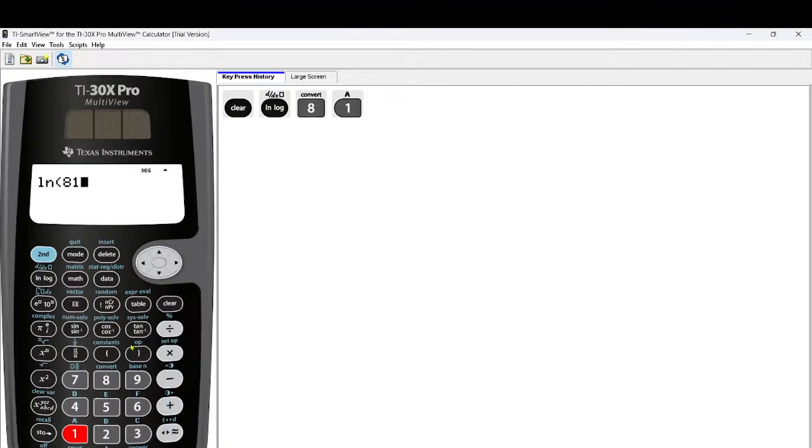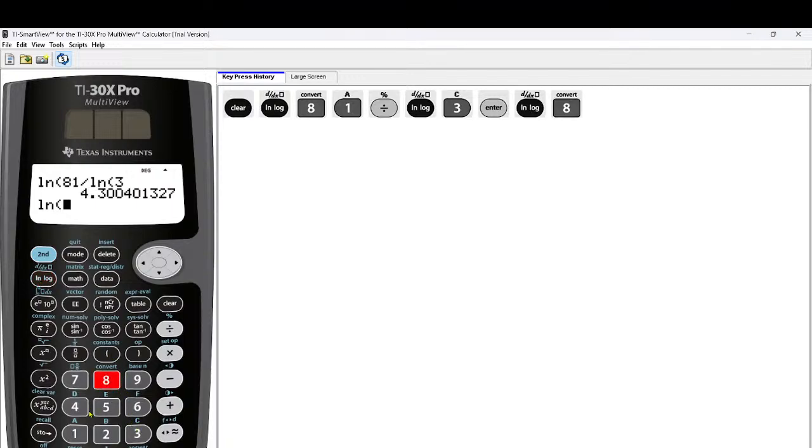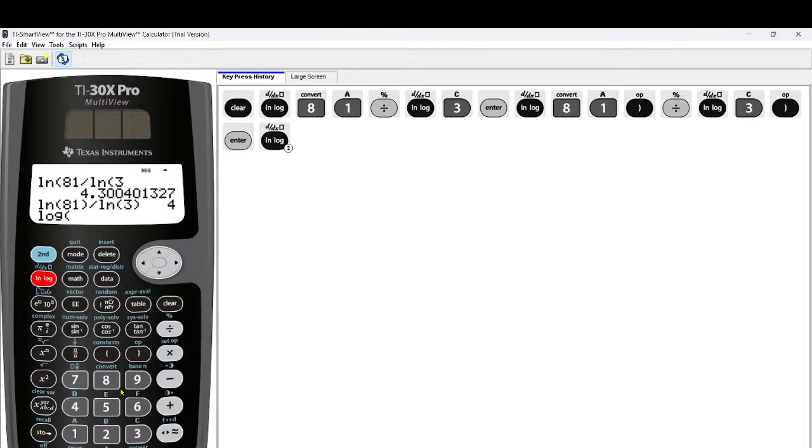I'm not going to close it, because I'm going to show you what happens if you don't. If you just type ln 81 divided by ln 3, it might even give you an error. It definitely doesn't give you the correct answer. It gives you something close, but it's not 4.3. Go back. Log 81, close your parenthesis, divided by ln 3, close your parenthesis, and now you get the exact answer. And just to overkill this, if you wanted to use common log, it doesn't matter.